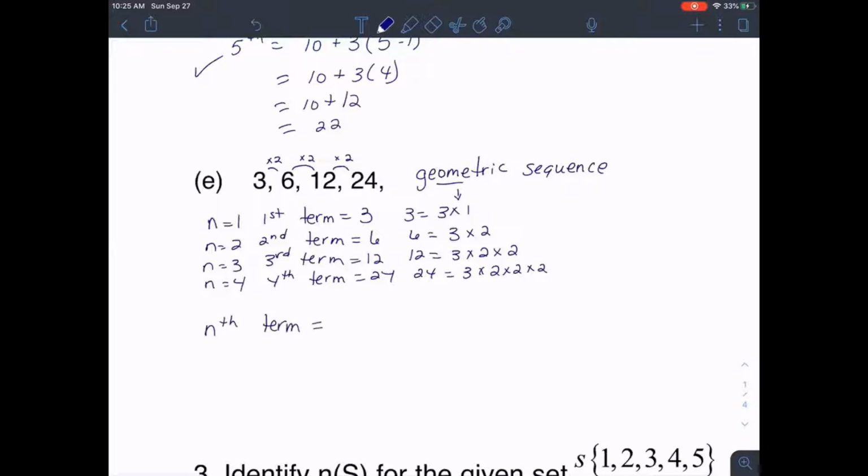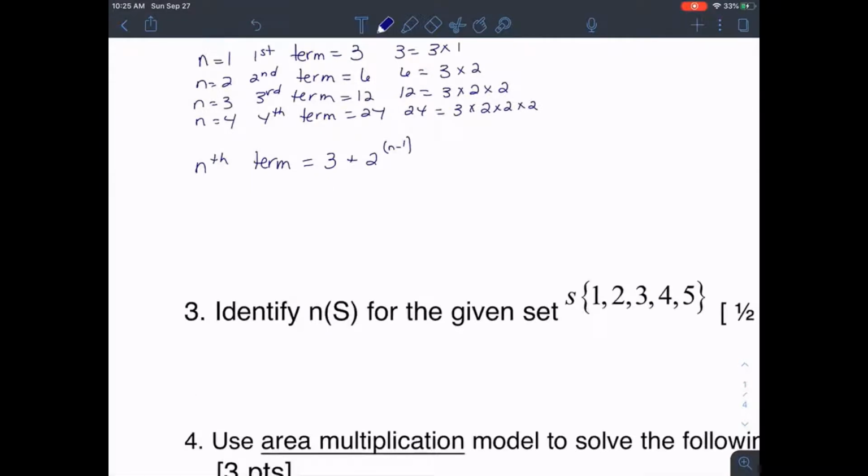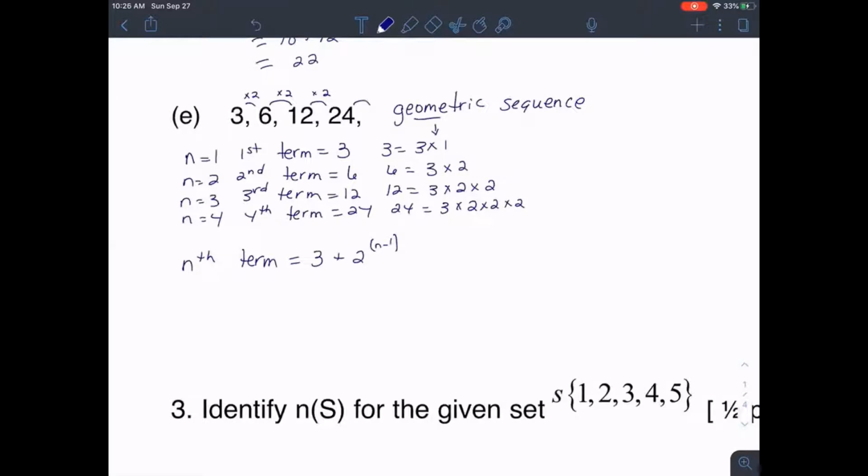It would be our starting number 3 plus our difference 2 to the n minus 1. Let's see if we got this. Okay, so if we want to find the next term, our fifth term, it'd be 24 times 2, which would be 48. Let's make sure that works. So we have our fifth term, 3 plus 2 to the 5 minus 1. So that would be 2 to the 4, and 2 to the 4 equals 16.